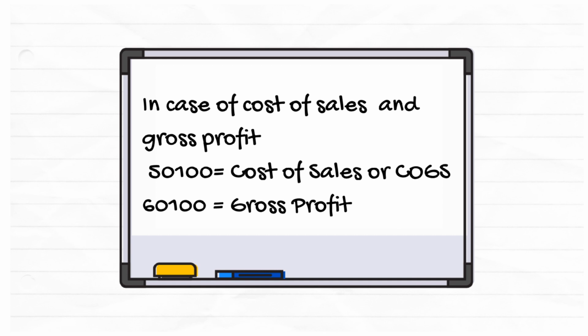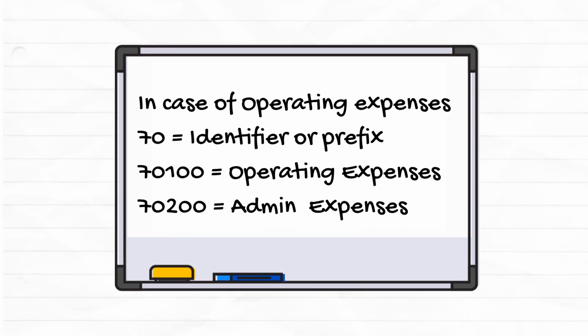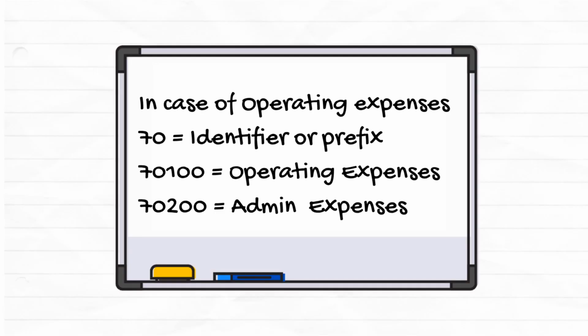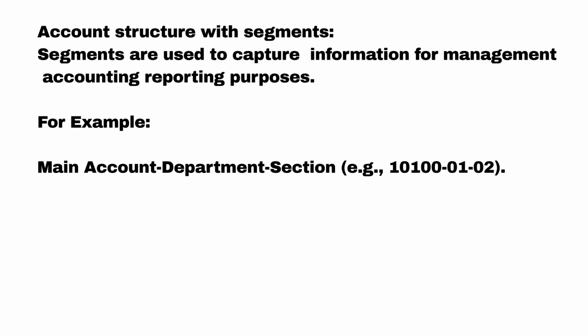In case of operating expenses, 70 equals identifier or prefix, 70,100 equals operating expenses, 70,200 equals admin expenses. Account structure with segments. Segments are used to capture information for management accounting reporting purposes. For example, main account, department, section, e.g., 10100, 01, 02.